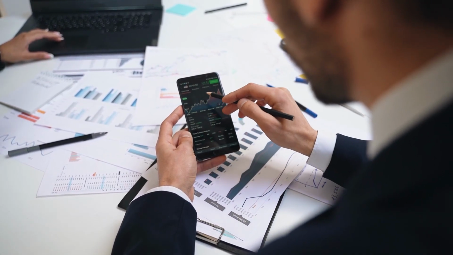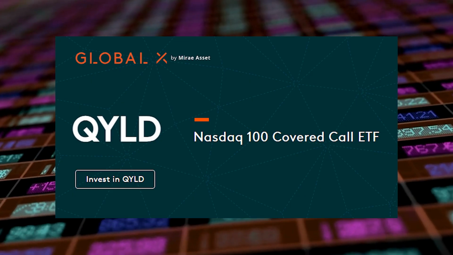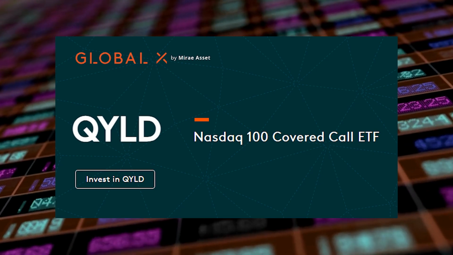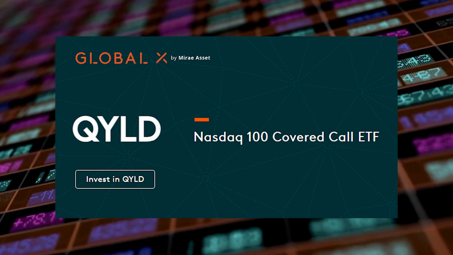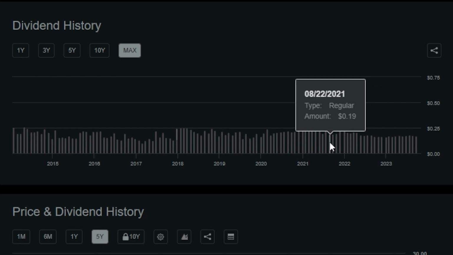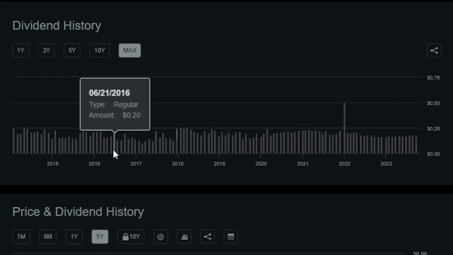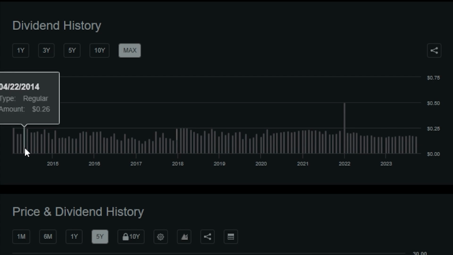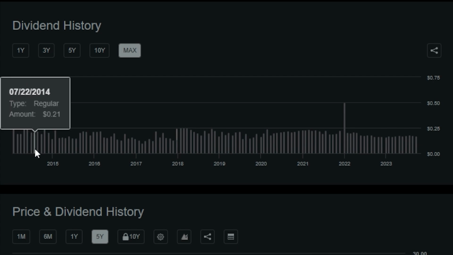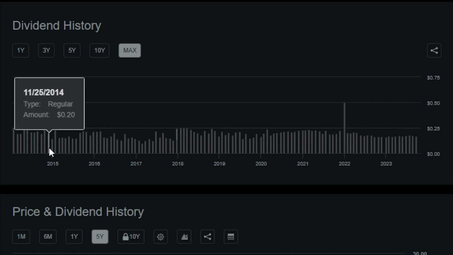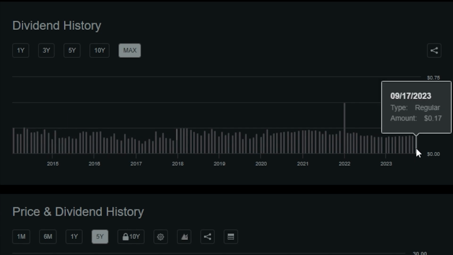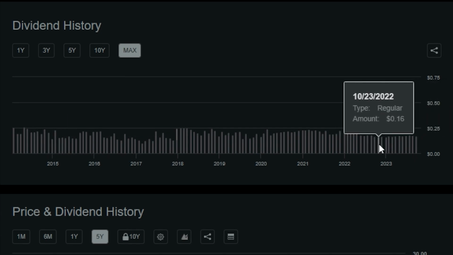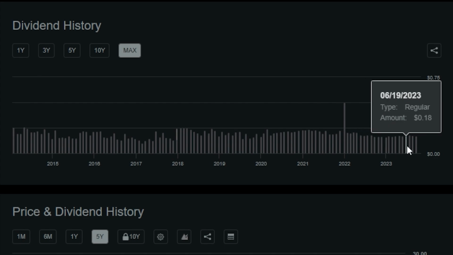Now, to give you a visual example of an ETF that does not have dividend growth, just to show you how it looks, the QYLD, the Global X NASDAQ 100 Covered Call ETF, has been paying dividends on a monthly basis for quite some time. And here's every single monthly dividend that this ETF has paid since the inception of the fund. If you go back in time to 2014, this fund was paying around 19 cents per month per share, 21, 26, and pretty much everything else in between. Now, around 10 or so years later, this ETF is paying around 16 cents per share, 17 cents, 18 cents per share.